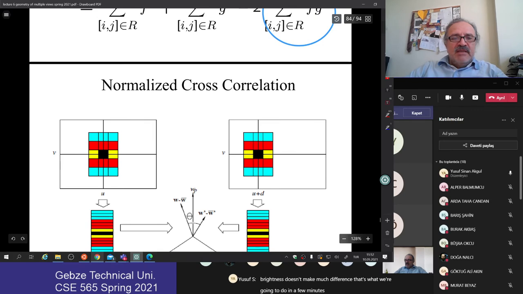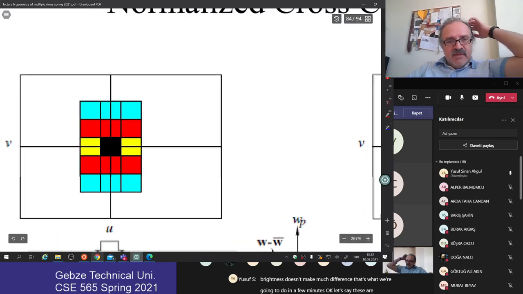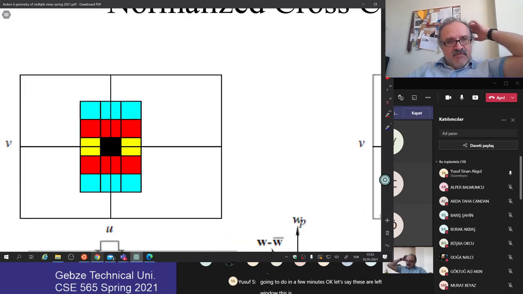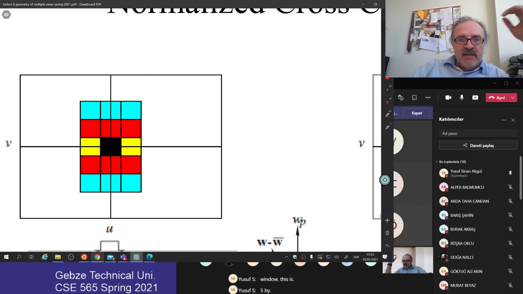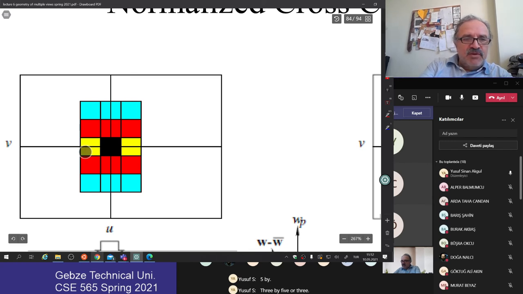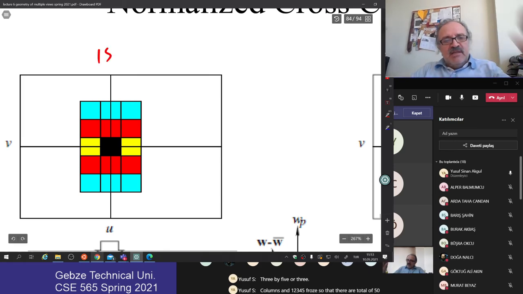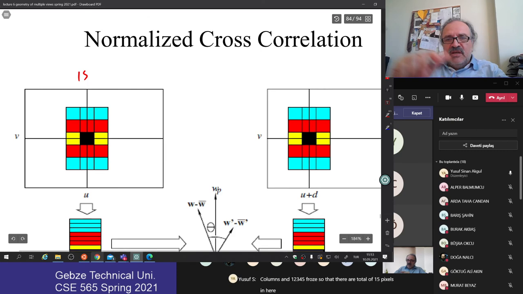Okay, let's say this is our left window. This is 5 by 3. Okay, three columns and 1, 2, 3, 4, 5 rows. So that there are a total of 15 pixels in here. This is my left image, and this is my right image. Again, 15 here too.